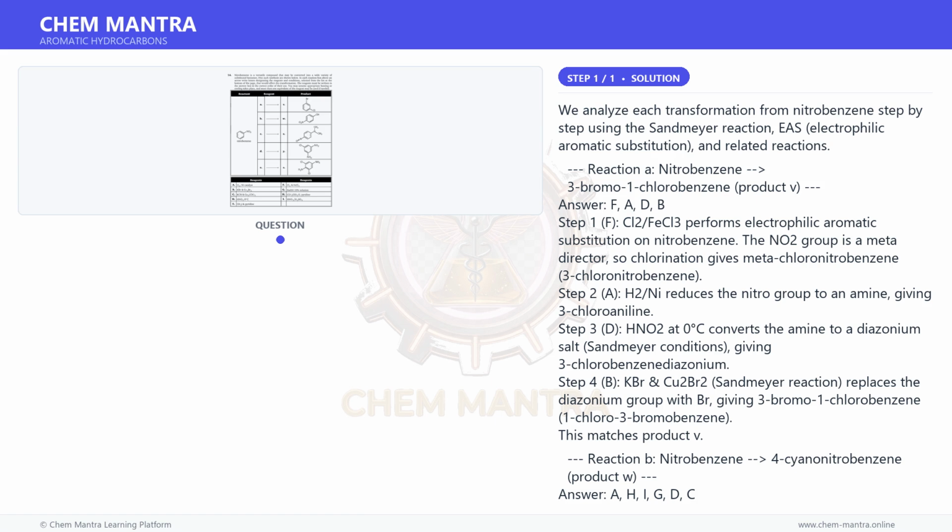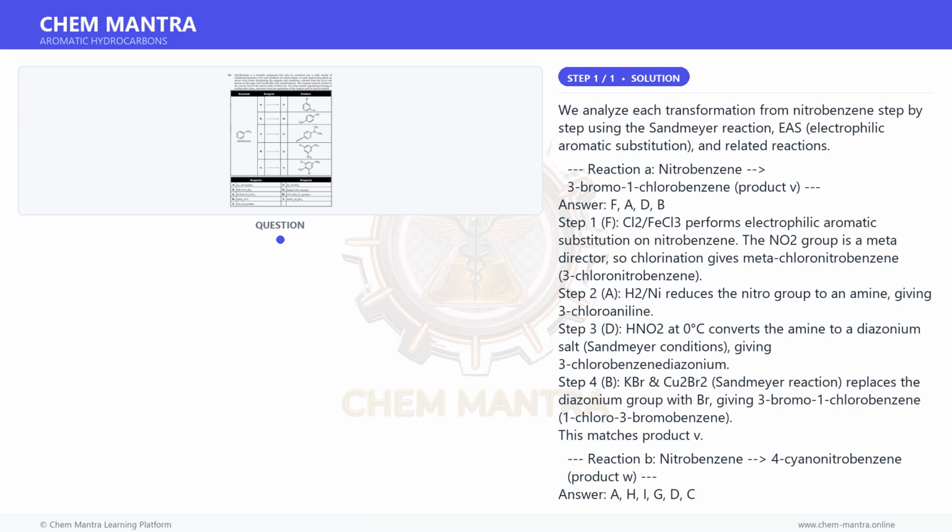Step 5. HNO2 at 0 degrees Celsius converts the amine to a diazonium salt, giving 4-nitrobenzenediazonium. Step 6. KCN and Cu2(CN)2, Sandmeyer reaction, replaces the diazonium with CN, giving 4-cyanonitrobenzene. This matches product W. Reaction C: nitrobenzene to 4-N,N-dimethylaminonitrosobenzene, product X.